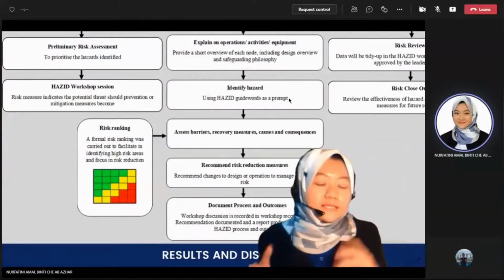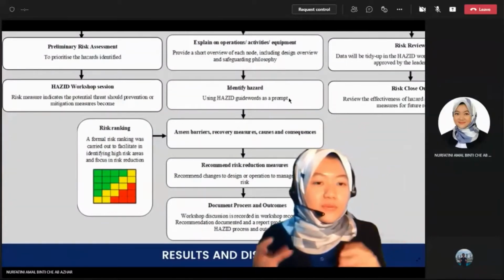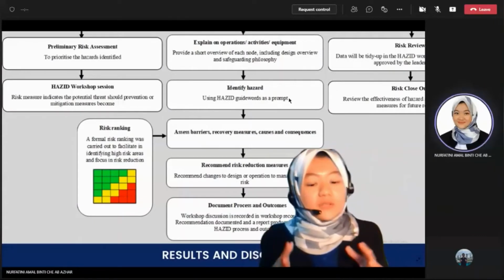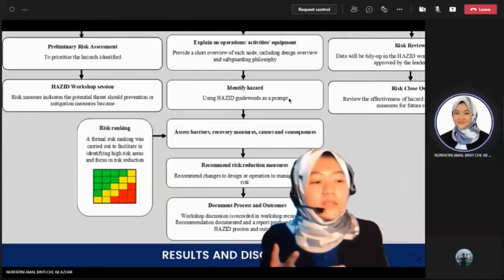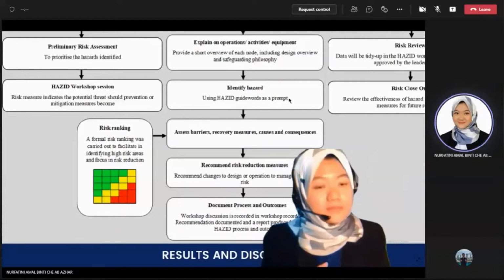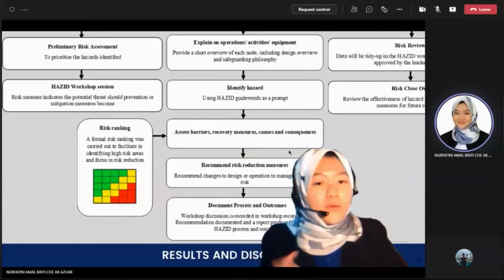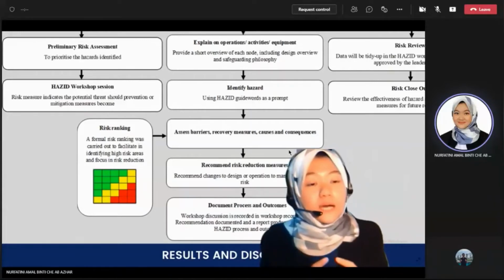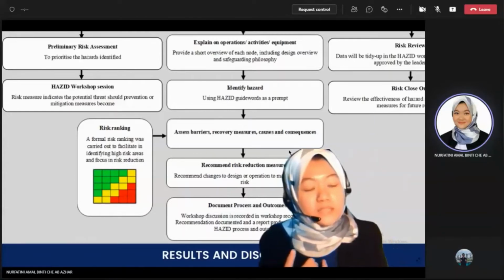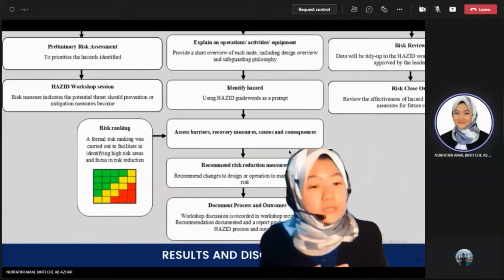Later, we will risk rank the hazards based on their severity and their likelihood to happen. And then when we have ranked the hazards, we will come out with risk reduction measures, where proper mitigation and safeguards will be proposed during the workshop.